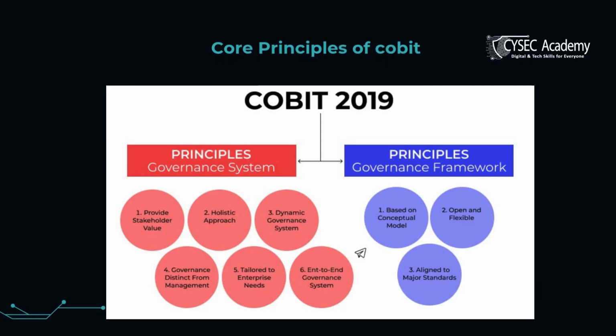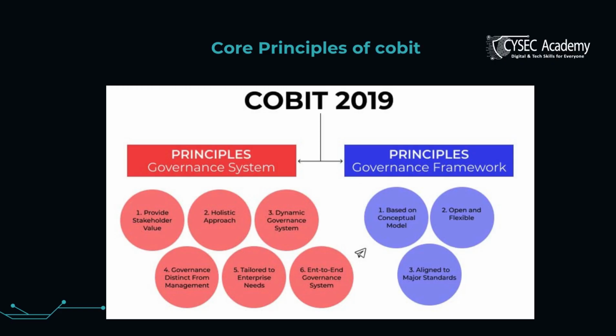The core principles of COBIT 2019 include the following. 1. Provide stakeholder value. 2. Holistic approach, considering processes, structures, principles, policies, information, culture, ethics, behavior, people, skills, competencies, services, infrastructure, applications. 3. Dynamic governance system. 4. Governance distinct from management. 5. Tailored to enterprise needs.